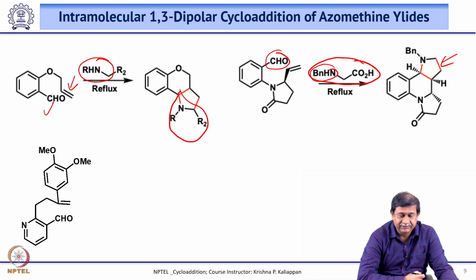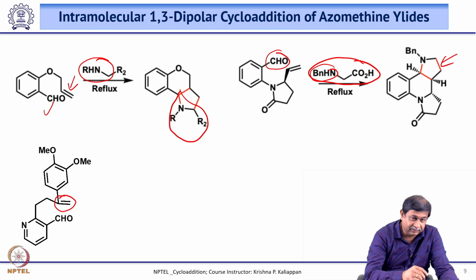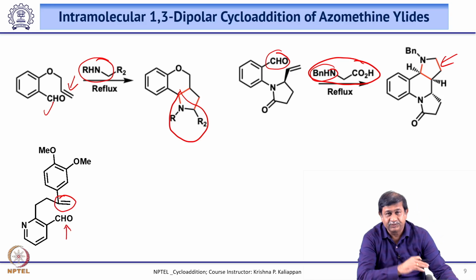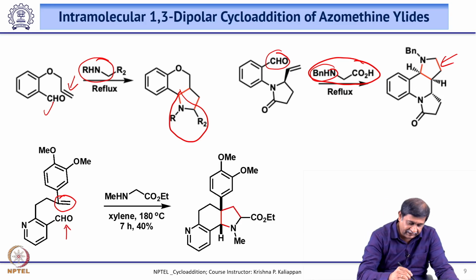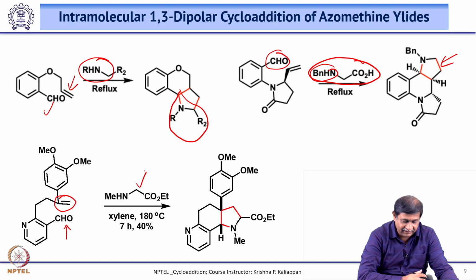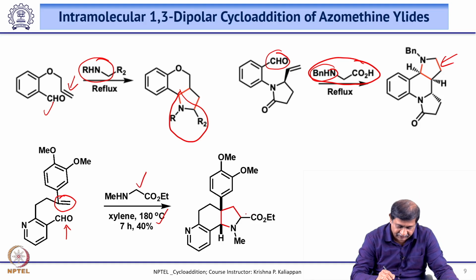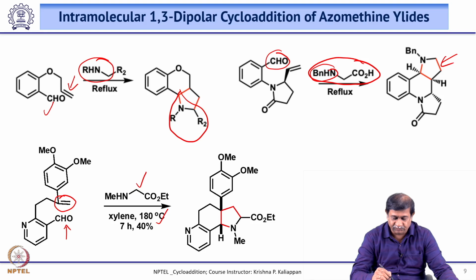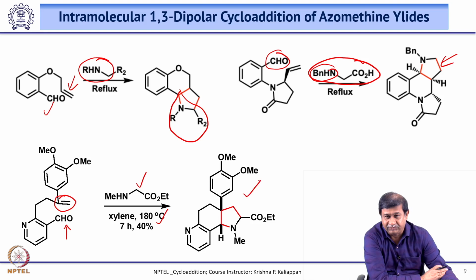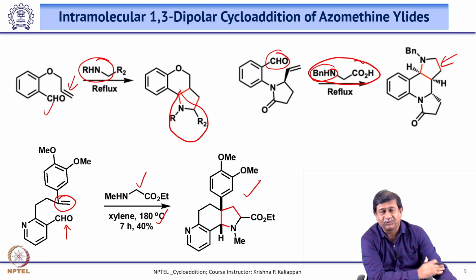And look at this example. You have a double bond, which is going to be the dipolarophile, and you have an aldehyde. So once you have an aldehyde, then you can generate the azomethine ylide in situ. Here the azomethine ylide is generated with an amino acid ester. Okay, and then you have to heat it at very high temperature, so it forms the corresponding azomethine ylide, and that undergoes intramolecular 1,3-dipolar cycloaddition to form this tetracyclic compound, and that has been used successfully in the total synthesis of a natural product.